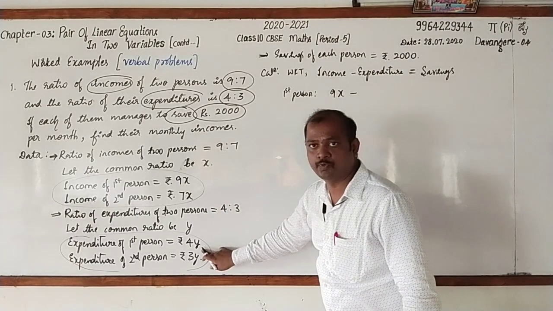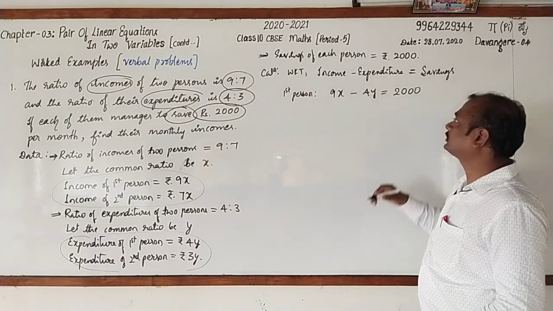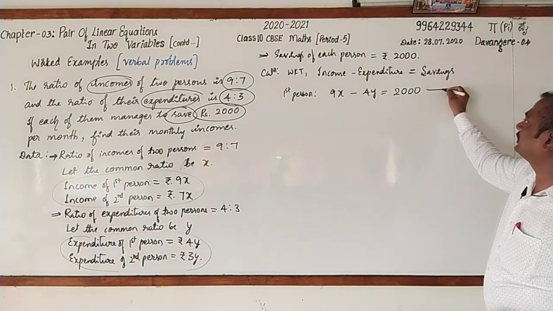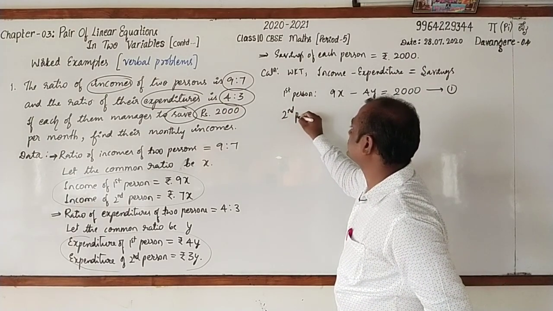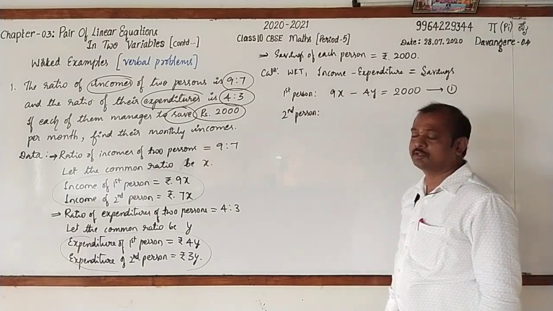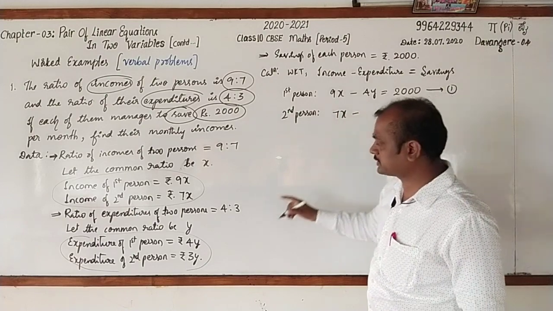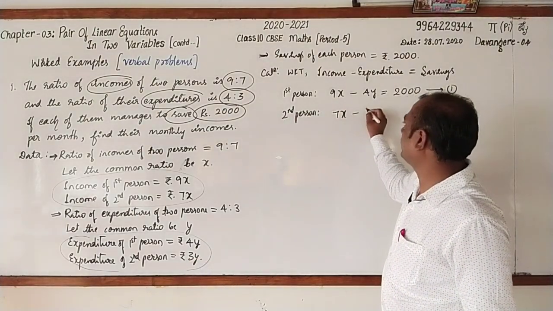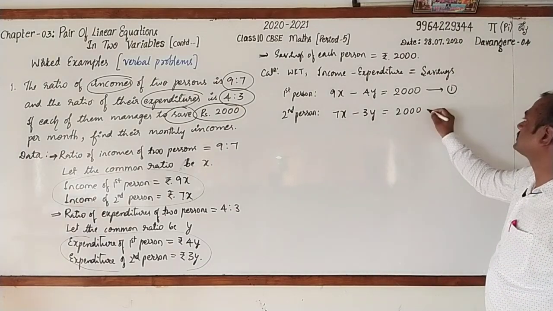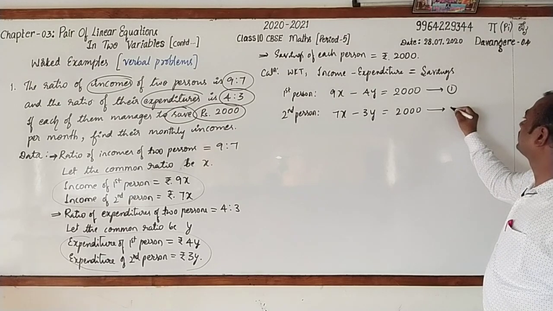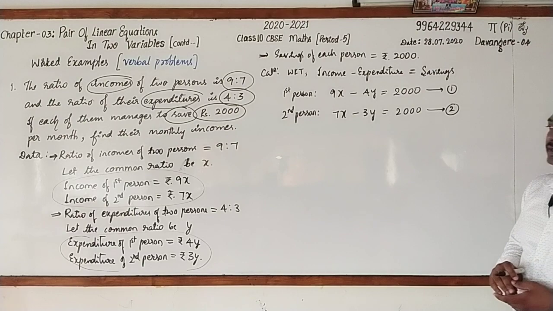Expenditure is 4y, and savings is rupees 2000. You may call this equation 1. Next, with respect to the second person, what is his income? 7x, and expenditure is 3y. What is his savings? His savings is also the same, rupees 2000. Call it equation 2. Now we can go for solving it.